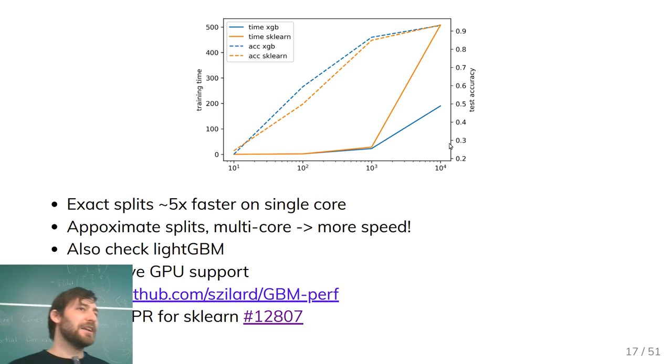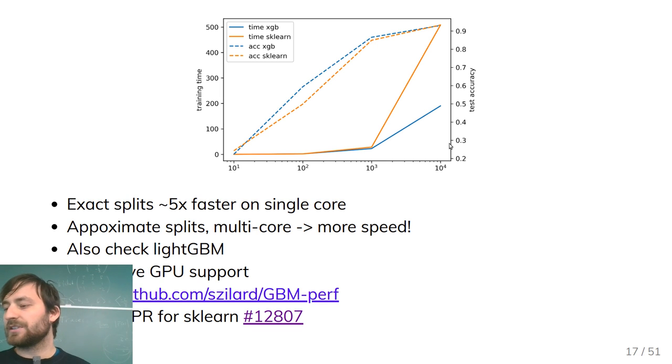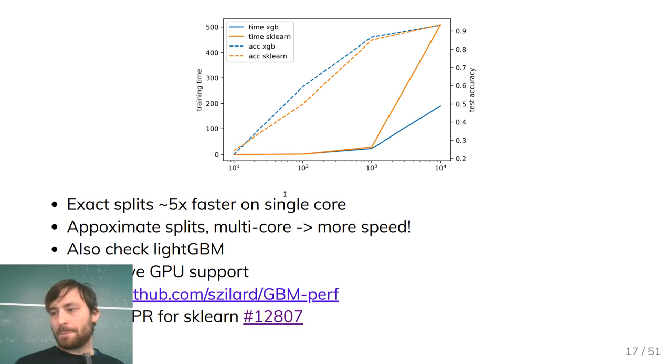And if you go to even bigger data sets, the current gradient boosting classifier and regressor may just crash because they take too much memory. XGBoost and LightGBM are both much faster. Both XGBoost and LightGBM also have GPU support in case you have a very beefy GPU. But as I said, we'll get something in scikit-learn fast if you want to play around with it.